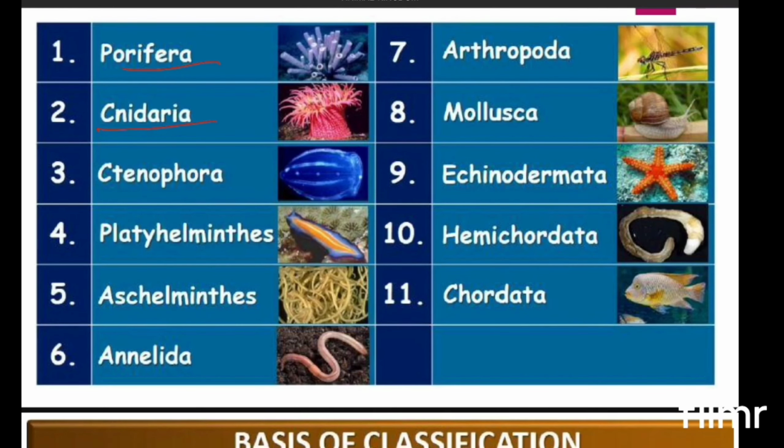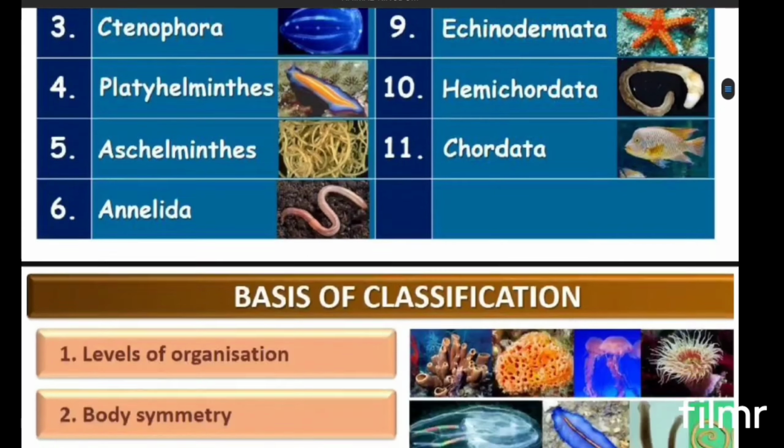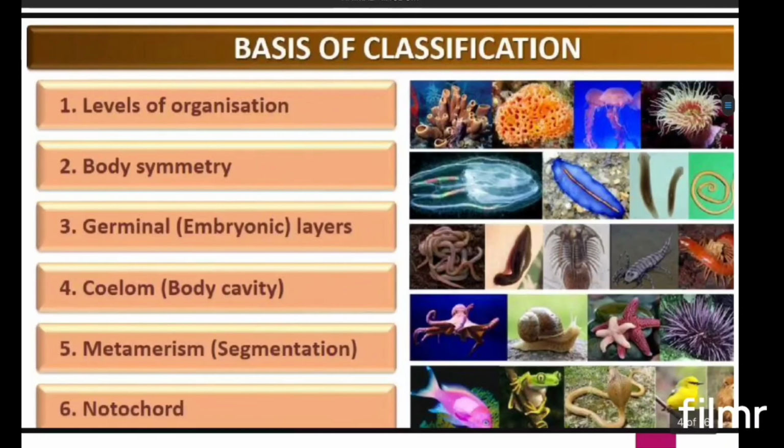Before going to those details, we have to understand the general characteristics of the animal kingdom and the basis of classification. Here you can see how we have classified the organisms in the animal kingdom. The main bases of classification are the levels of organization, that means whether they are at cellular level, tissue level, organ level or organ system level. Then body symmetry, whether they are bilaterally symmetric, asymmetric or radially symmetric. Then the embryonic germ layers such as ectoderm, endoderm and mesoderm.